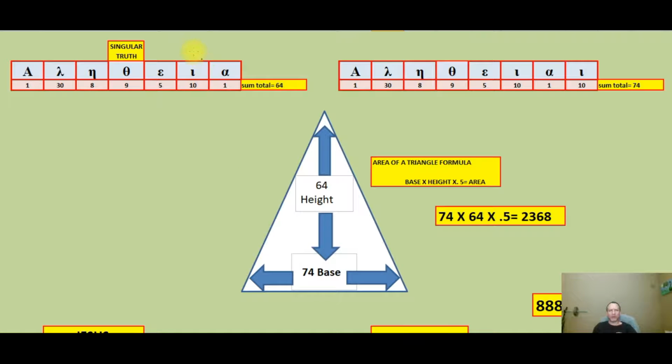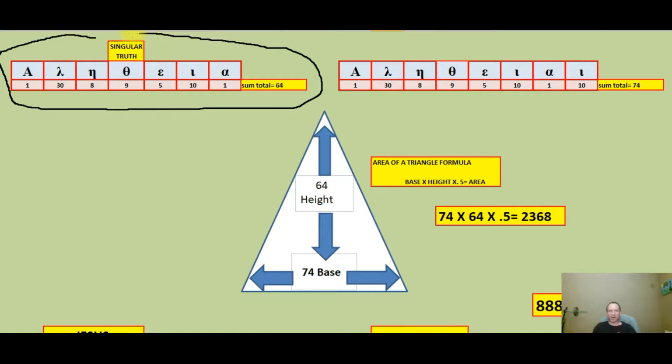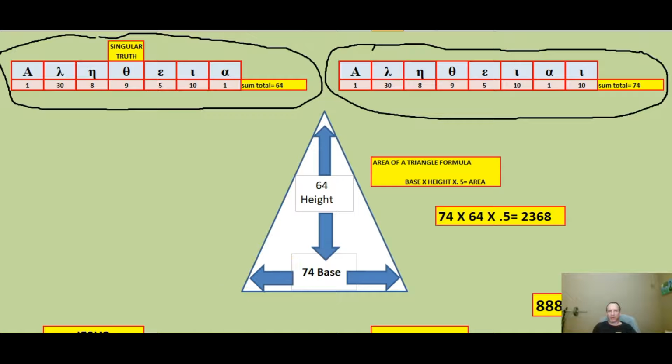The singular word for truth in Greek has a sum total letter value of 64. The plural word for truth in Greek has a sum total letter value of 74. A triangle with a base of 74 and a height of 64.